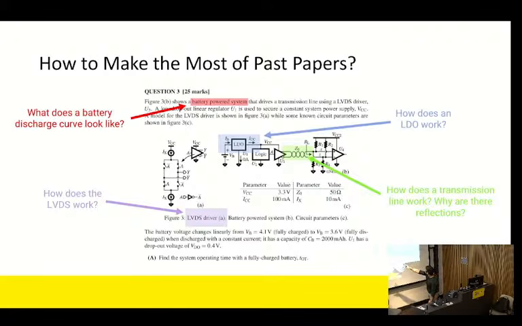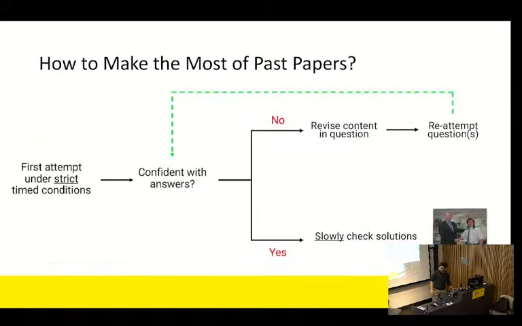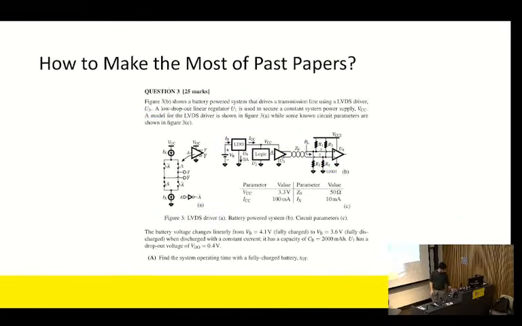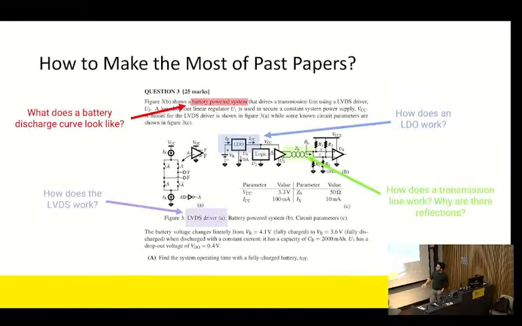There's a transmission line there as well. So how does a transmission line work? And there's also a new thing, which is an LVDS driver. How does that driver actually work? And these are questions I'd be asking myself before I actually get to this part here. So this is really important here, at the part where if you're stuck, what I mean by revise content in the question is go over this content here and really make sure you're comfortable and familiar with all of the individual building blocks before you try putting them together for the question.